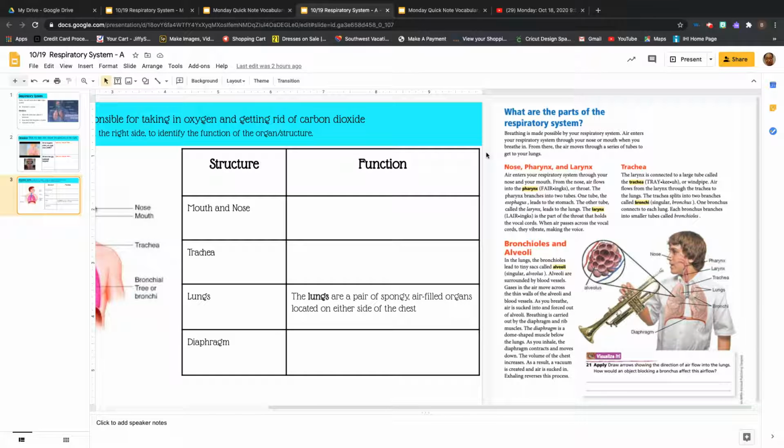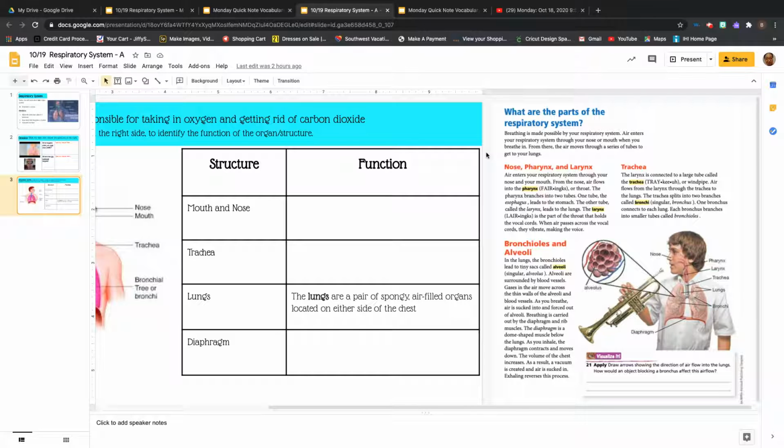Bronchioles and alveoli. In the lungs, the bronchioles lead to tiny sacs called alveoli. Alveoli are surrounded by blood vessels. Gases in the air move across the thin walls of the alveoli and blood vessels. As you breathe, air is sucked into and forced out of the alveoli. Breathing is carried out by the diaphragm and rib muscles. The diaphragm is the dome-shaped muscle below the lungs. As you inhale, the diaphragm contracts and moves down. The volume of the chest increases. As a result, a vacuum is created and air is sucked in. Exhaling reverses the process.